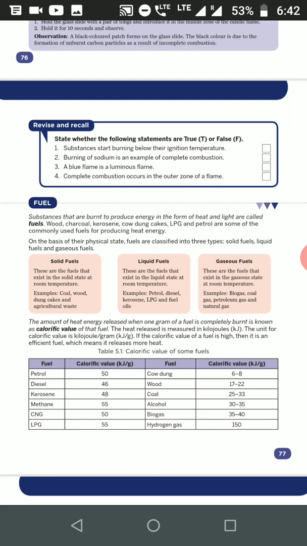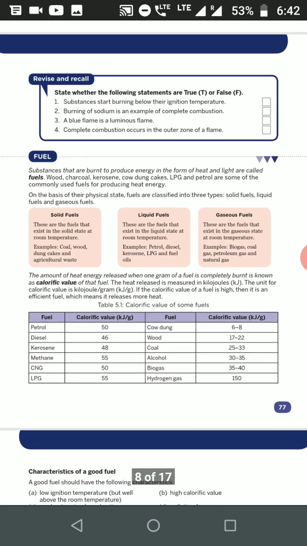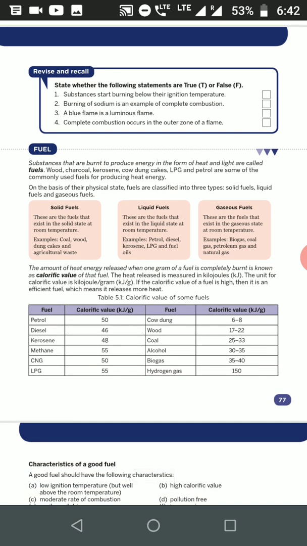Now, calorific value. Calorific value is the amount of heat released when 1 kilogram of fuel is completely burned. When you burn 1 kilogram of fuel, the heat which is released is called the calorific value. The unit of calorific value is kilojoules per gram. If the calorific value of a substance is high, then it is an efficient fuel. So, calorific values are given in the table.